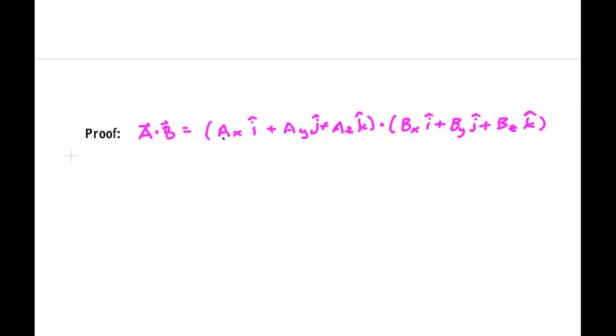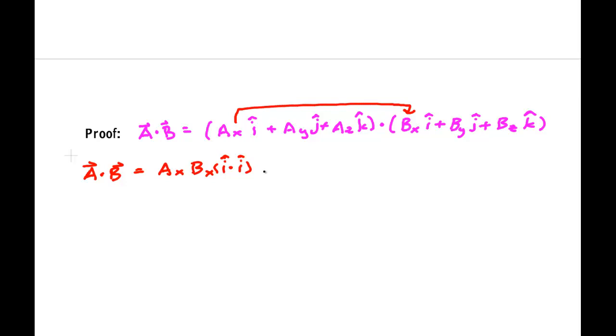So you take the ax i hat, and you dot it with the first term in the second vector. So a dot b would be ax bx i hat dot i hat, just taking the first term and dotting it with the second. Now here's the thing: the order of the unit vectors in the dot product doesn't matter. You can switch them. And these b's and a's are scalar numbers, so they can come past the dot. So I pulled the bx out front.